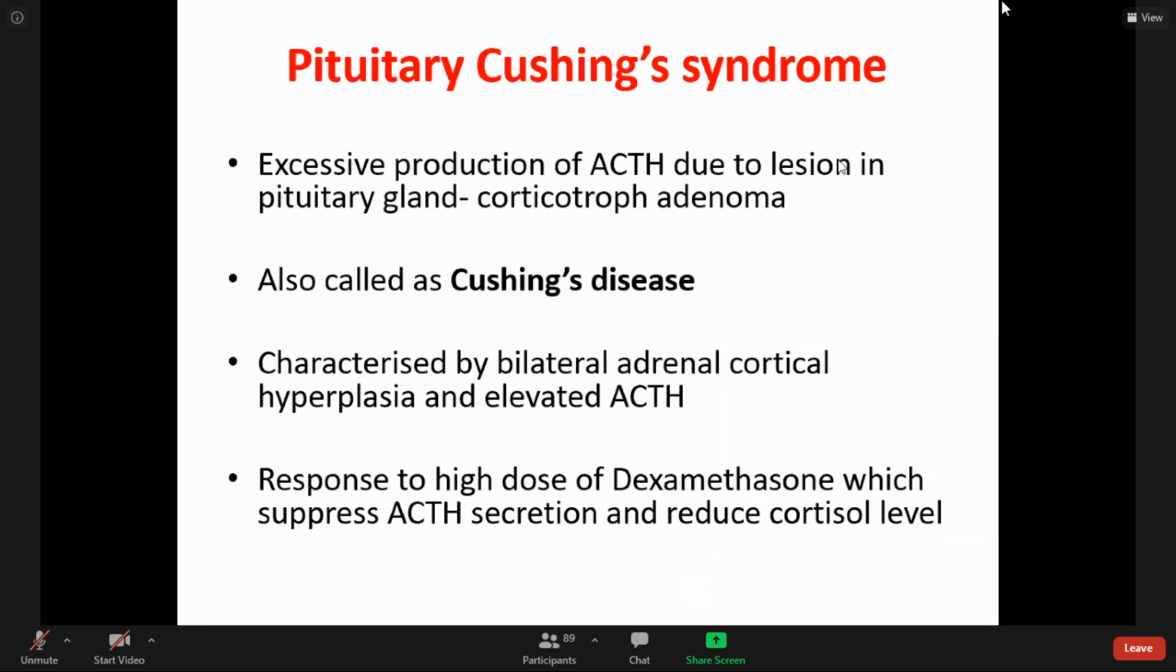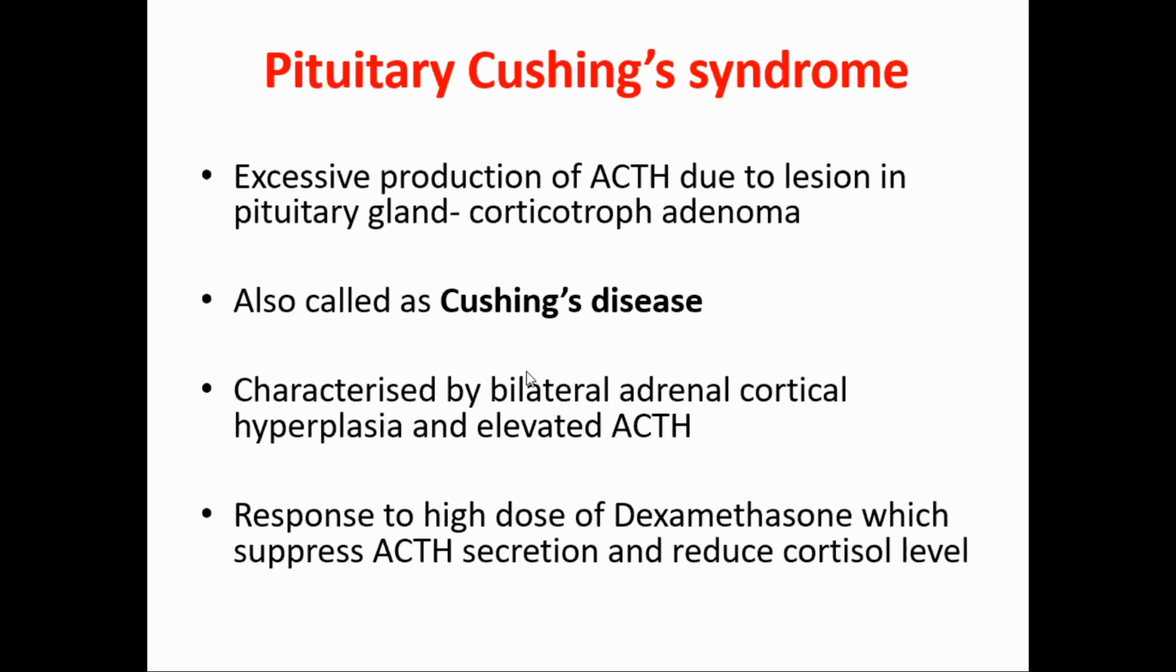Pituitary Cushing syndrome, I have already mentioned. Whenever there is a lesion or tumor in the pituitary gland, that may be a corticotroph tumor, corticotroph adenoma, which causes excess production of ACTH. That is pituitary Cushing syndrome, and it is also known as Cushing's disease. Cushing syndrome and Cushing's disease are different things. Pituitary Cushing syndrome is called Cushing's disease. When a pituitary tumor increases the secretion of ACTH, that is Cushing's disease.